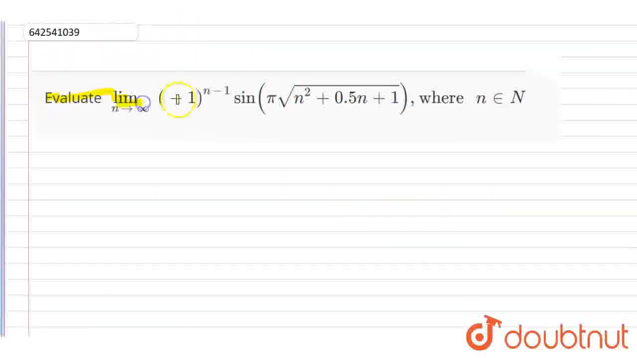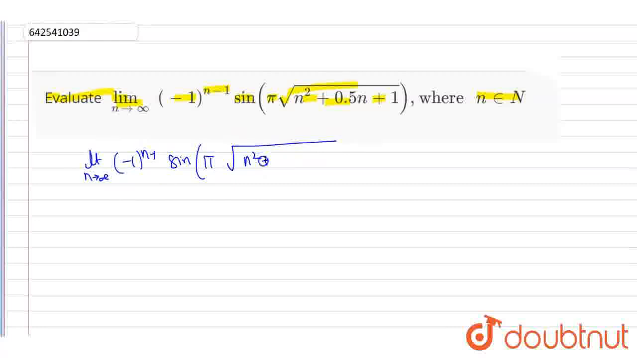Here the question is: evaluate the limit as n tends to infinity of (-1) to the power (n-1) times sin of pi times the square root of (n square plus 0.5n plus 1), where n belongs to capital N, the natural numbers. So here we have the limit as n tends to infinity of (-1) to the power (n-1) sin pi under root n square plus n by 2 plus 1.